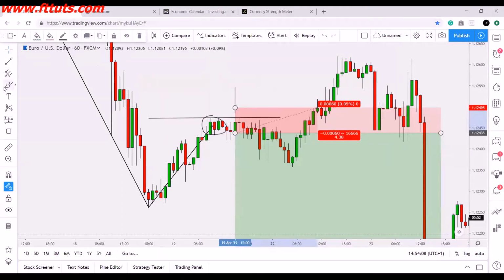So again, being brutally honest, this is good enough for me. Now that price has come into this area, I think I'm ready to sell the market. So just so you guys can see this, this is how I'm looking at the market now.